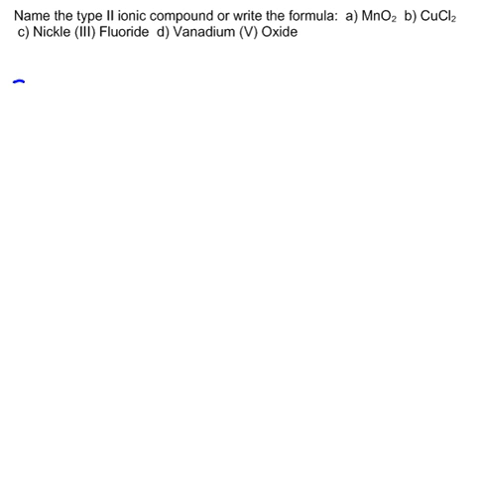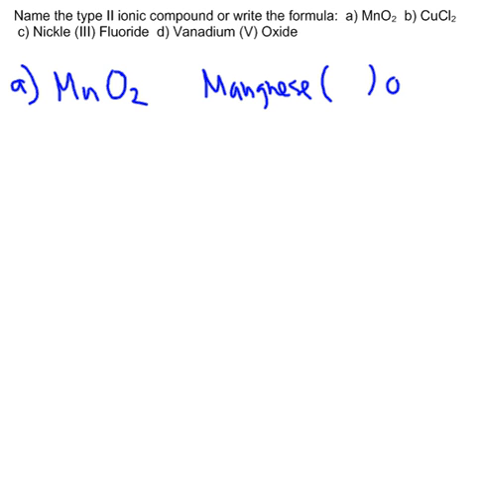So, if we look at A, we have manganese and oxygen. So it's going to be manganese something oxide. And I'll leave some space for my Roman numeral here. Oxide. So not much different than type 1. But now we've got to figure out how many electrons it gives away.